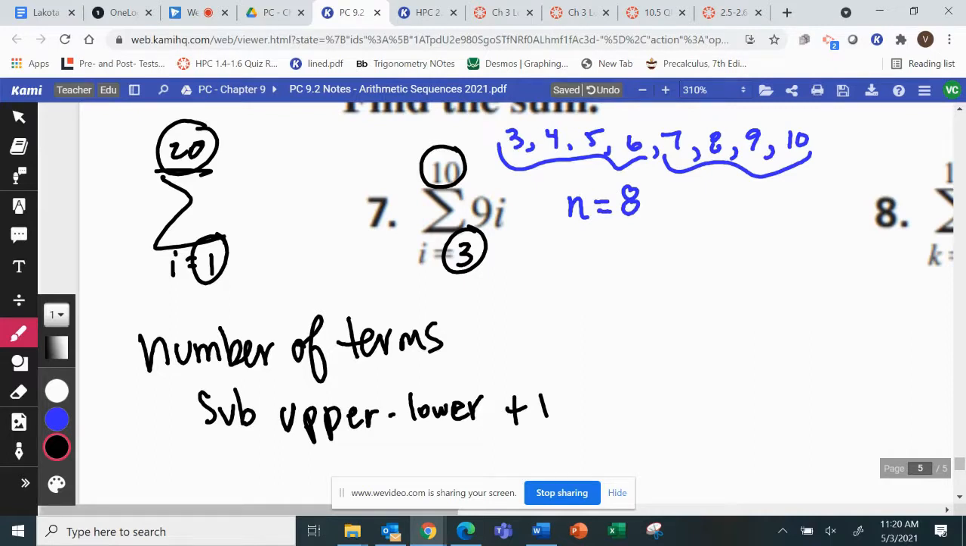So let me do number 7 with you, where the first term is not plugging in 1. So number 7, my a sub 1, we actually plug in 3.